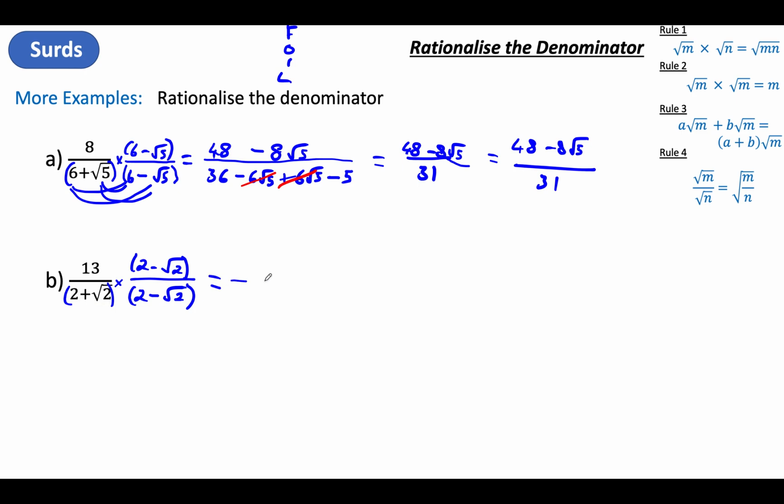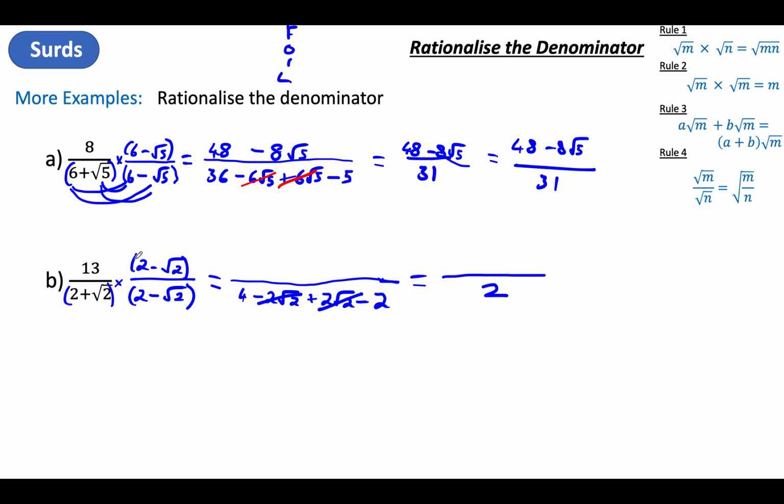Okay, FOIL the bottom then. Firsts, 2 times 2 is 4. Outers, 2 times negative root 2 is negative 2 root 2. Inners, 2 times root 2 is positive 2 root 2. And that's what we want because they're going to be opposites, so they will disappear. And then root 2 times negative root 2 is negative 2 because it's root 2 times root 2. If anyone ever makes a mistake with these, it's nearly always that when you do root 2 times root 2, you just get 2. Remember, these middle bits will cancel out. And so you get 4 take away 2 is 2.